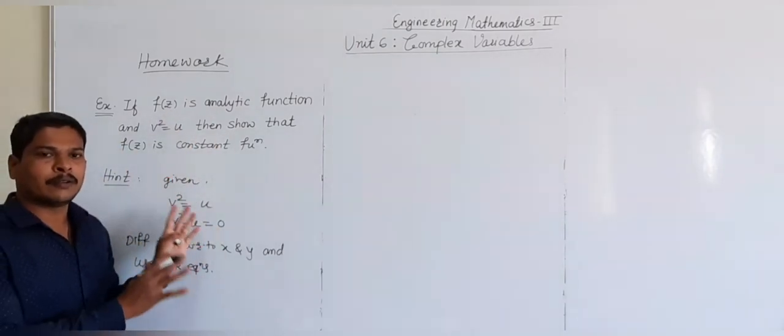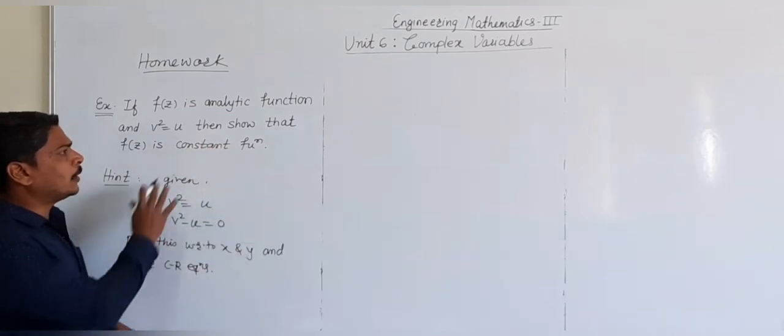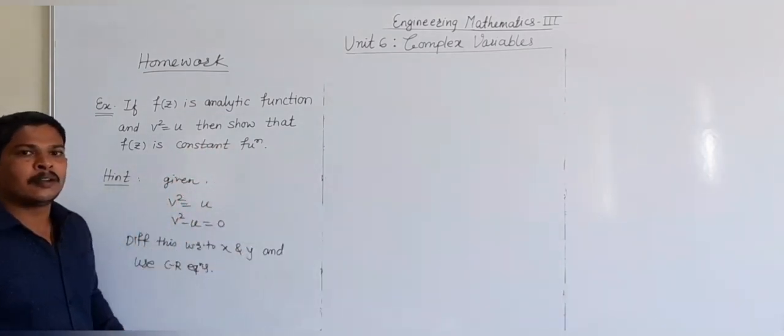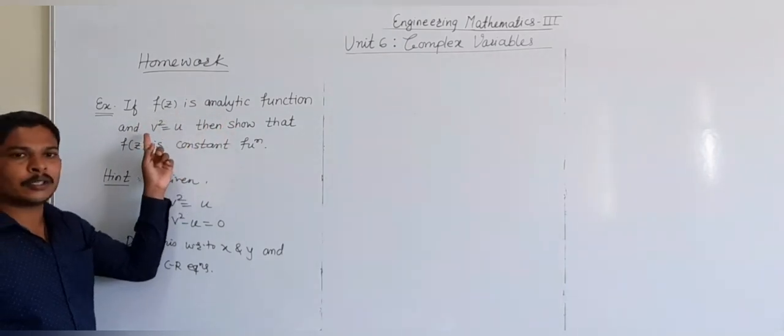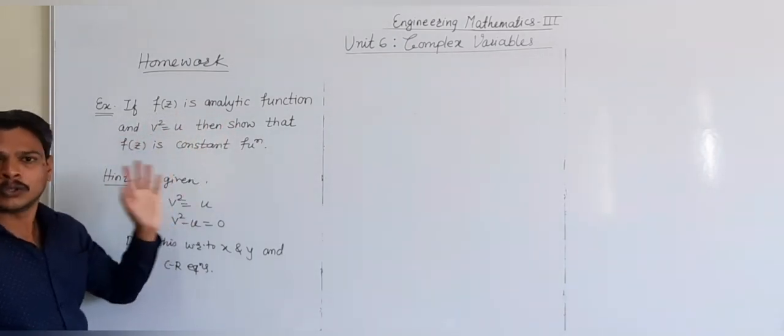Okay, so in that way we can easily prove that this function f of z is a constant function under the condition f of z is an analytic function and v square is equal to u.